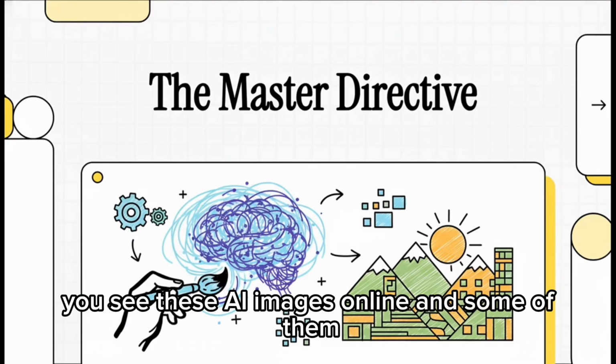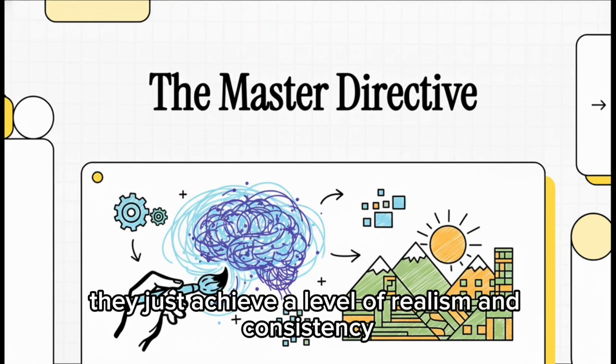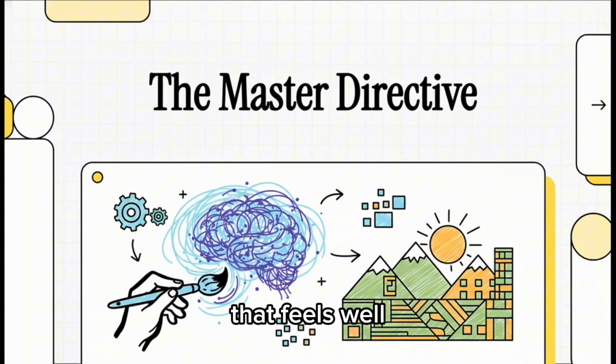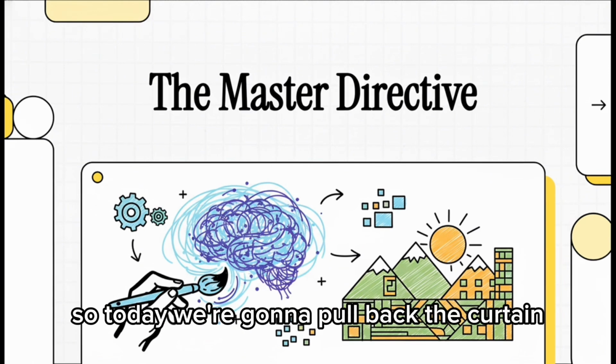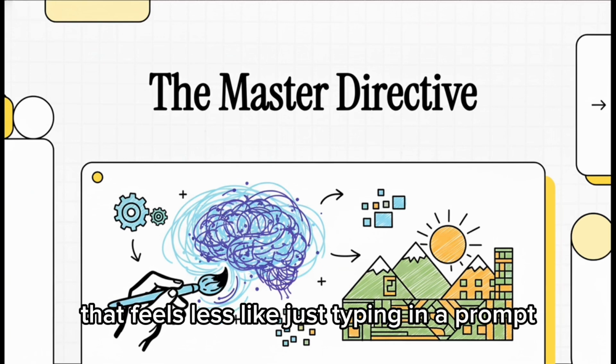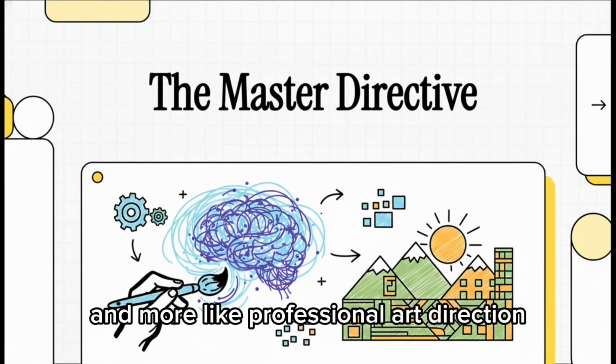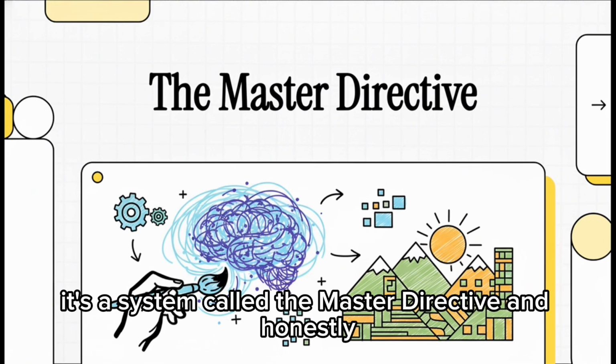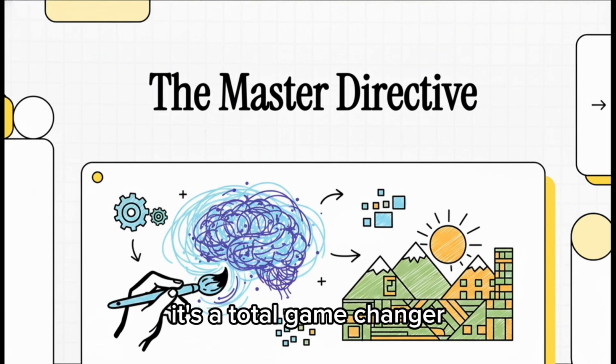You see these AI images online, and some of them just achieve a level of realism and consistency that feels, well, almost impossible, right? So today, we're going to pull back the curtain on a systematic approach that feels less like just typing in a prompt and more like professional art direction. It's a system called the Master Directive, and honestly, it's a total game changer.